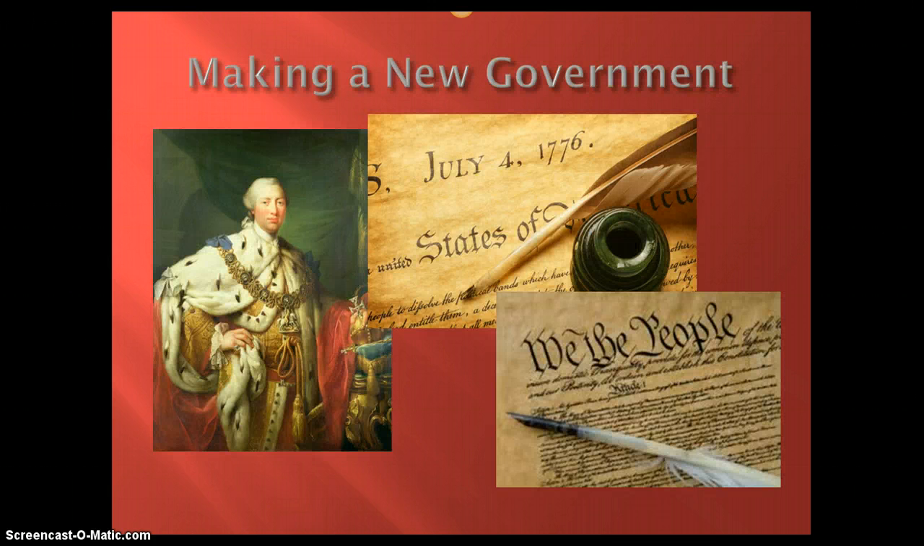In the 1770s, the colonies in America felt that King George III, who's pictured on the left there, was abusing his power. People were very unhappy with the way they were being governed, and they decided that they needed to be free from the British government in order to have happy and prosperous lives in the new colonies. This led them to come together to create first the Declaration of Independence, which is the picture there that says July 4th, 1776, and then eventually the U.S. Constitution, which is the picture on the bottom right that says We the People.